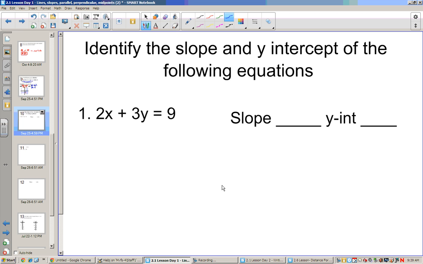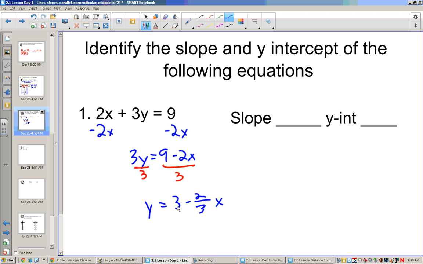So now let's try to identify slope and y-intercepts from the following equations. Now, if we're looking for slope and y-intercept, the best equation to deal with is the slope-intercept form. So we want to transform this to slope-intercept form. So the first thing I do is subtract 2x from both sides. So I have 3y equals 9 minus 2x. Now if I divide both sides by 3, I have y equals, now this 3 is divided by both of them. So 9 divided by 3 is 3. 2 divided by 3, we can just leave as 2/3. So the number in front of x is the slope. That's negative 2/3. The number over here is the y-intercept.